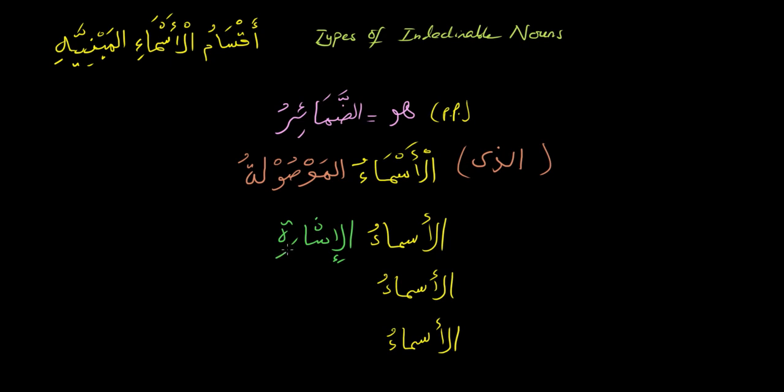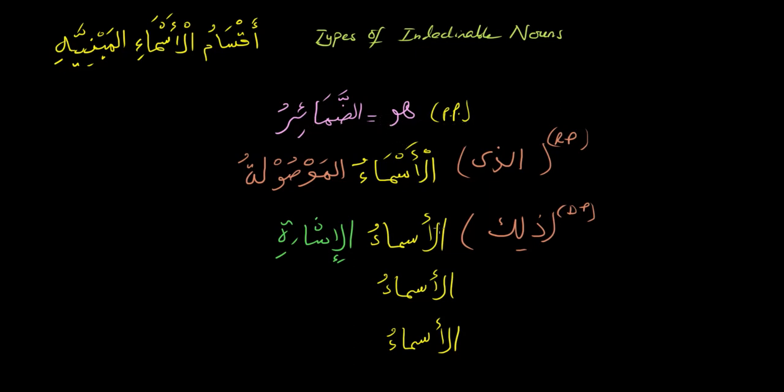Al-asma'u al-isharati. These are relative pronouns, like allazi. And this is ذلك, a demonstrative pronoun. The way I try to remember this: Huwa is like a dhamir. Huwa is the first category. All the dhamair, which are personal pronouns, huwa, huma, hum, these are mabni.